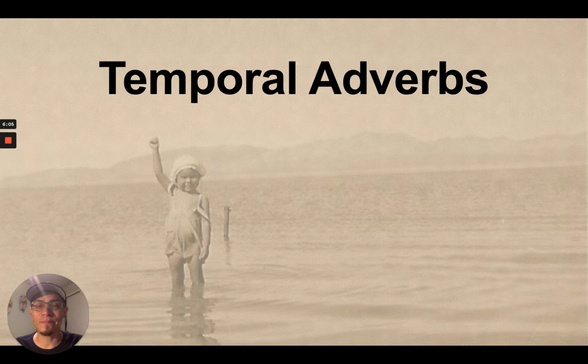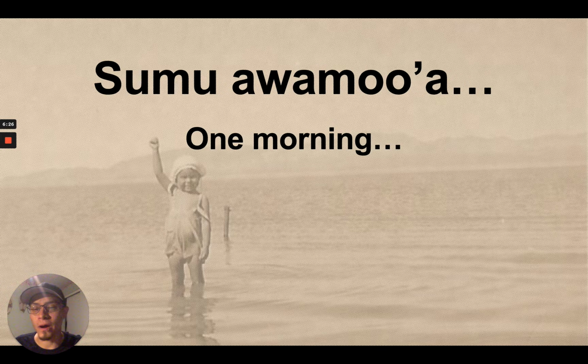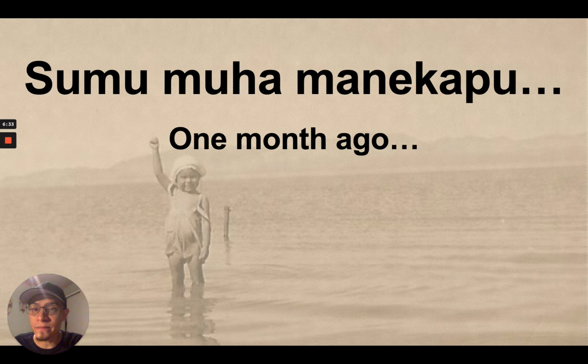Some examples of temporal adverbs. What is a temporal adverb? It's basically when you're saying something and you indicate a particular time frame or time period. Like you say, one morning such and such a thing happened, or one evening this thing happened. Something like that. So here are some examples. Awamoo'a. One morning. Again, something happened. Or sumuhoo. 1 month ago, something happened.